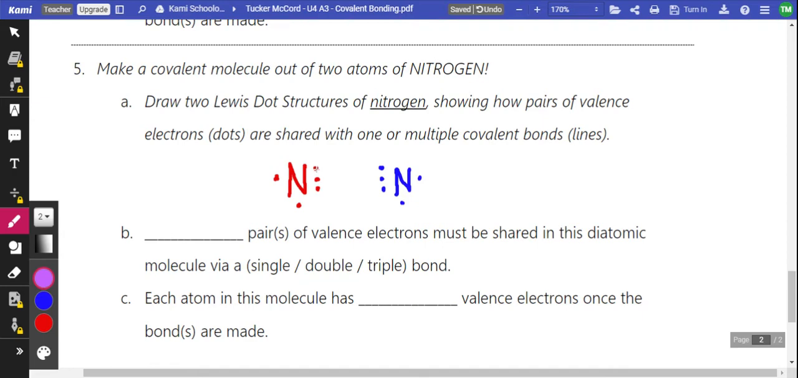So right between these, I'm going to do a bond and a bond and a bond. So I've got 3 bonds. Okay, that's 3 pairs of electrons being shared. You might be able to guess we call that a triple covalent bond, or just a triple bond.